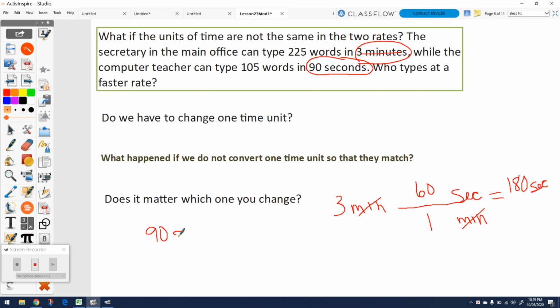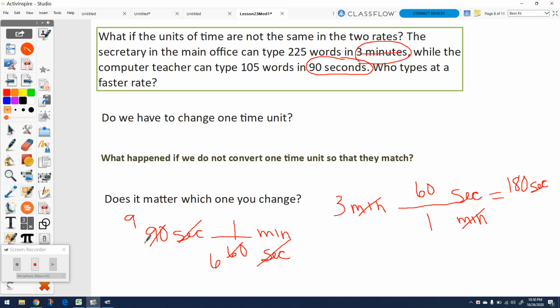Now, if I wanted to do the other one and change 90 seconds, I would go right over here and I'd say 90 seconds. And I'm going to change it to minutes. And again, our connection is 1 minute is 60 seconds. And in this case, what can I cross? Awesome. Cross off those seconds. Now, I can also cross cancel 90 and 60. What goes into both of those? For sure, a 10, right? So 10 goes into 90 9 times, and 10 goes into 60 6 times.